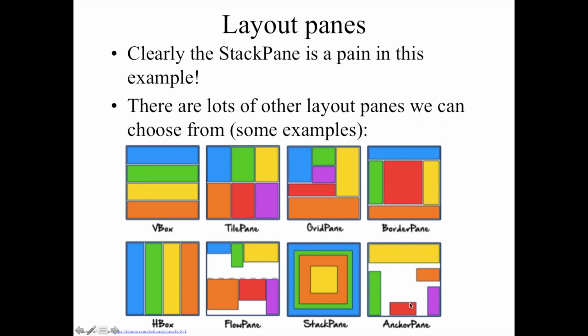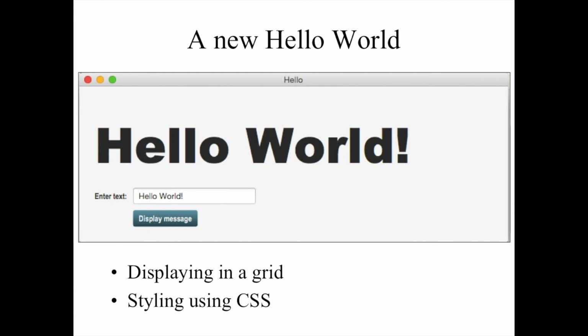Anchor pane is quite nice. It means we can anchor components either to the edges of the window, or we can anchor them with respect to other components. So juxtapose components so that they are positioned relative to other ones. It's kind of nice. So let's go back to HelloWorld, and this is the new version of the HelloWorld we want.